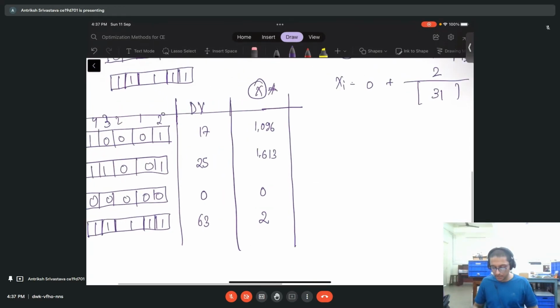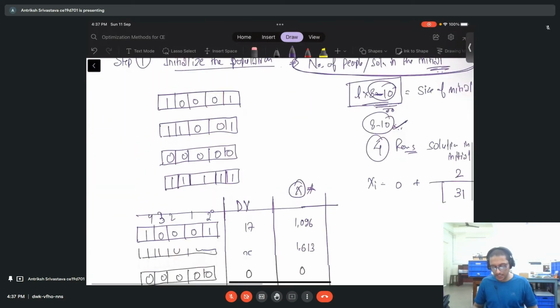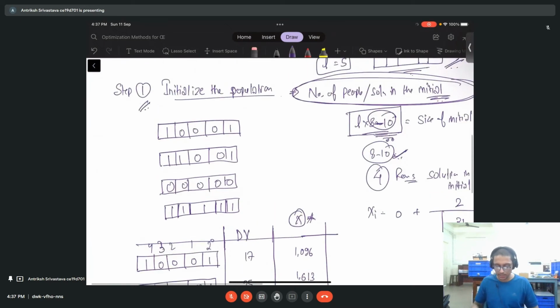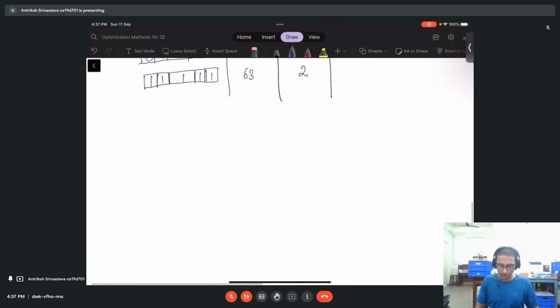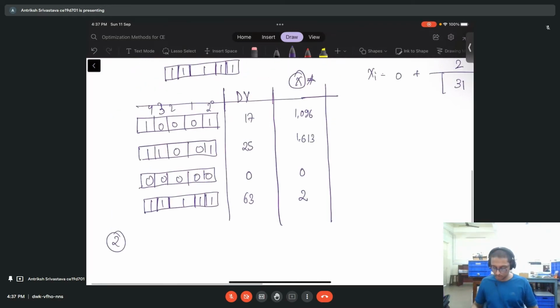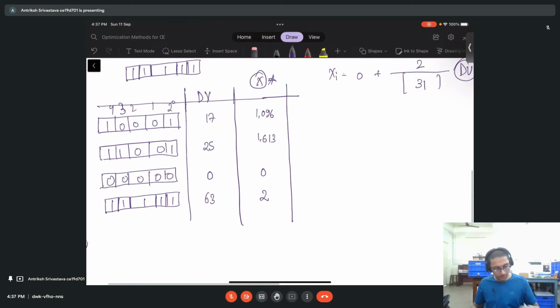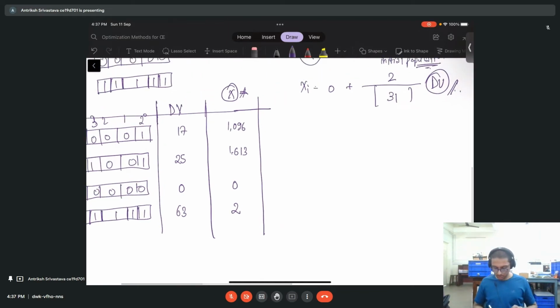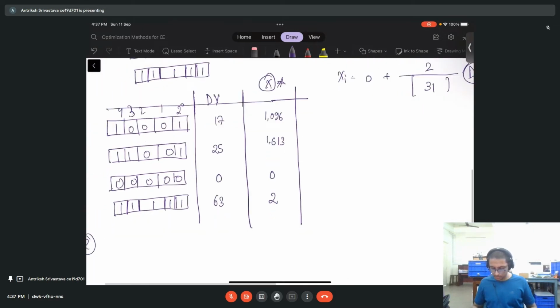Now we have decided our initial population, right? Now we come to step 2. Suppose we are putting the decoded value 63. 63 by 31 is approximately 2, and 2 into 2 will be 4. Okay, so then I have made a mistake here. It should be.